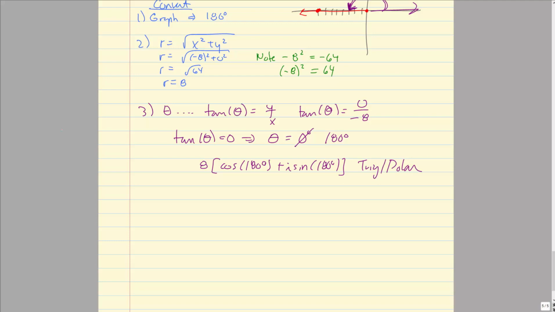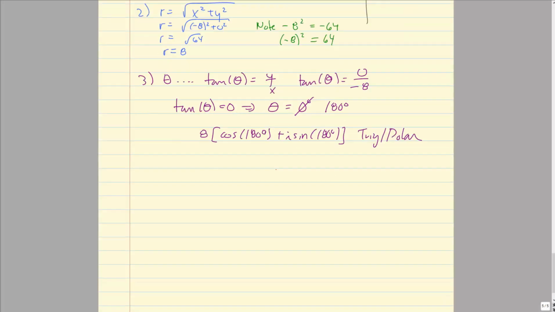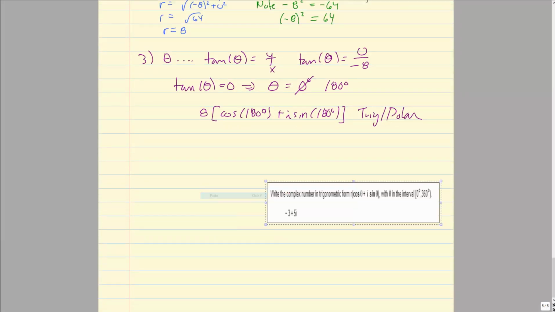Okay, let's do one last problem. This is probably one of the shorter lectures that you've ever had in this class, but hopefully I've gone through plenty of examples for you.